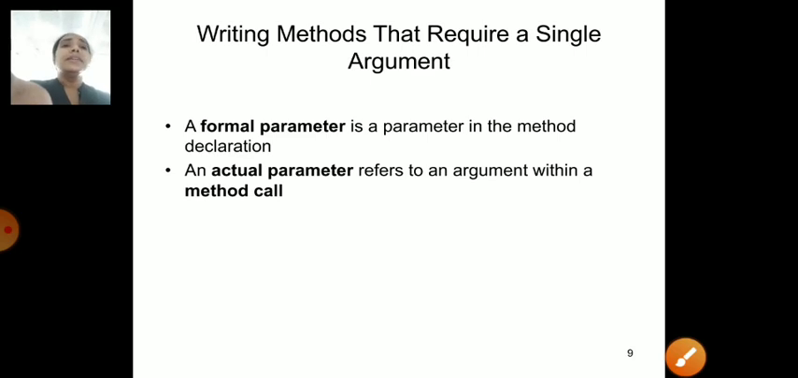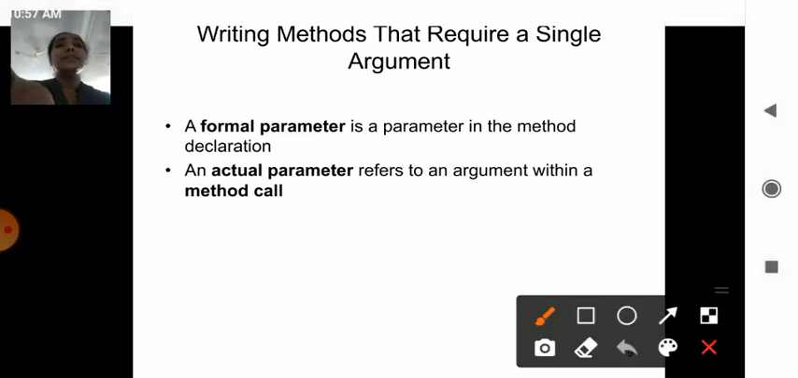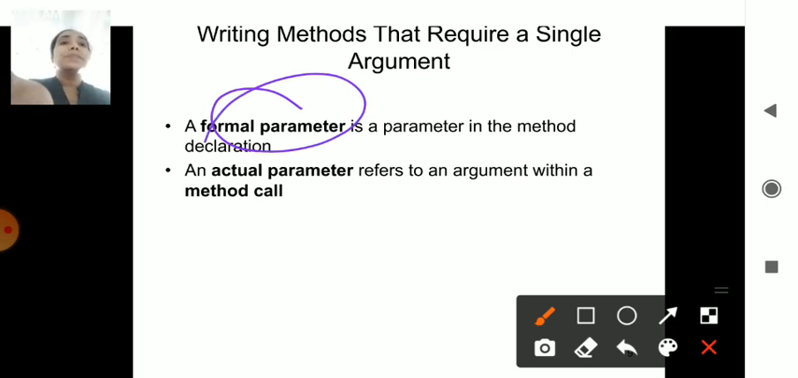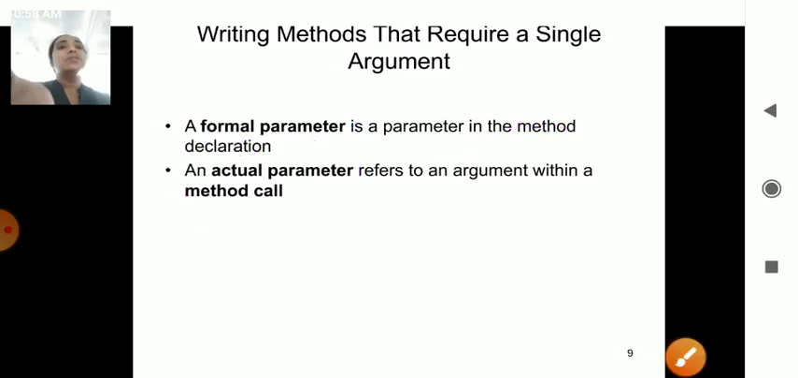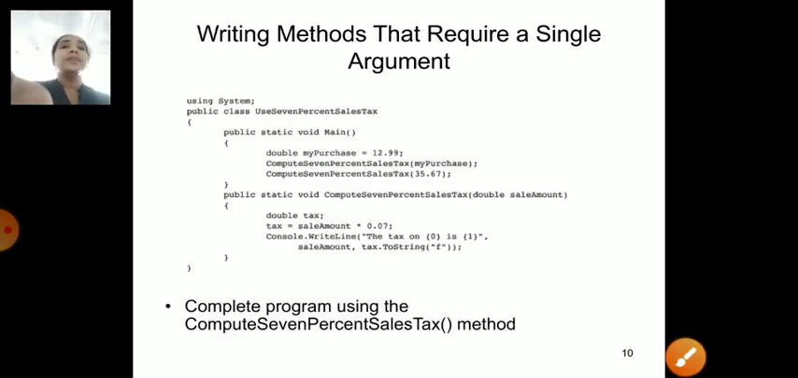The method that requires a single argument may have a parameter, which is called a formal parameter, the parameter in the method declaration. It is used only within that method. An actual parameter refers to the argument within a method call. Somewhere else, from the main program, I will be calling it. Then it is said to be the actual. Actual is the data I fetch from the main method, and formal is those which are in the other methods. So remember, there are two types: formal and actual parameters.